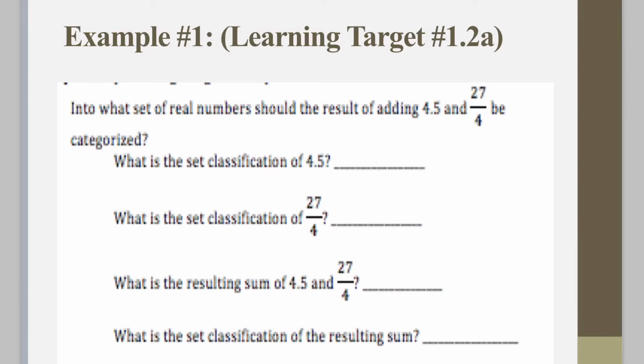So example number 1. This highlights learning target number 1.2a. So into what set of real numbers, so again we're looking at real numbers, should the result of adding, that means that we can apply the closure property, of adding 4.5 and 27/4 be categorized? So into what set could it be categorized?